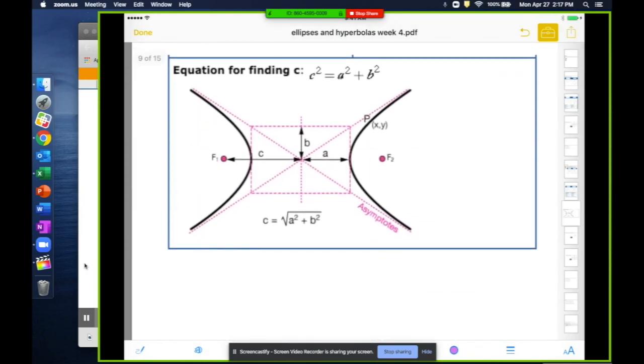And here's a picture where you can kind of see what I was talking about, that asymptotal box, if you will. So you have a going from the center to the vertex, c going from the center to the focus, and then b going out a certain distance, which creates this box for which the corners the asymptote is going to run through. So it's a little bit complicated when you talk about it, but when we see it in action in a problem, it's going to make a little bit more sense.